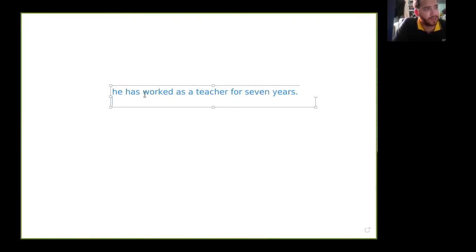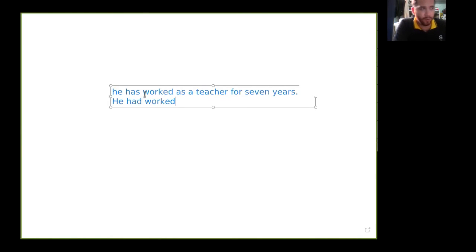Tá, como é que ficaria isso aqui no passado perfeito? Lembra que o passado perfeito, a única diferença é no verbo auxiliar. Então vai ficar he, em vez de ser has, você vai colocar had. A tradução vai ser tinha. Ele tinha, he had worked, trabalhado.